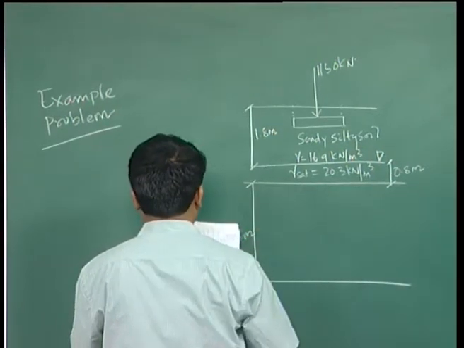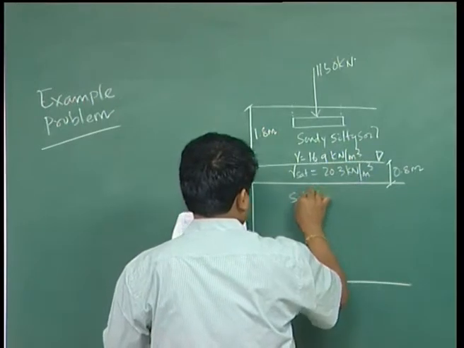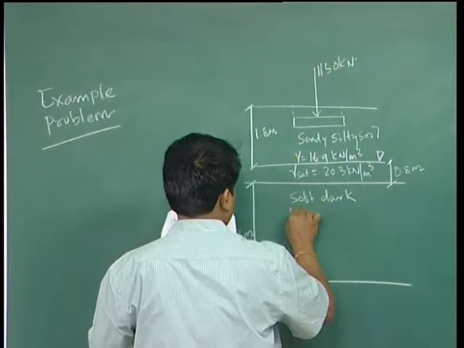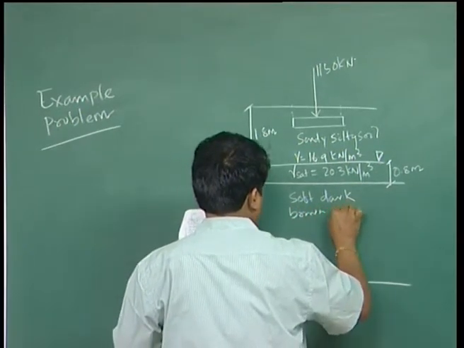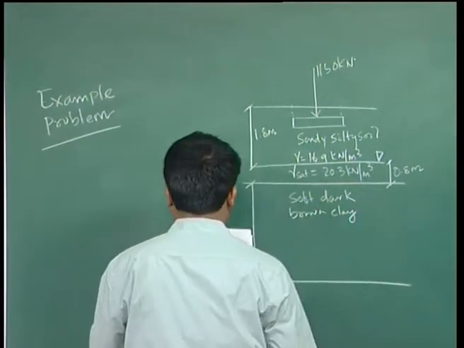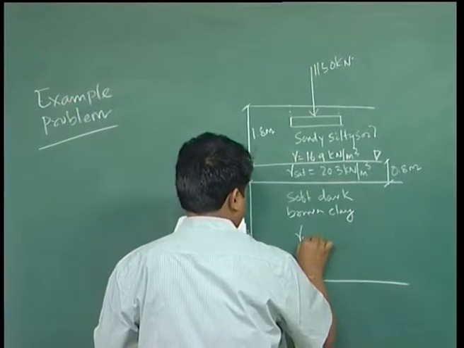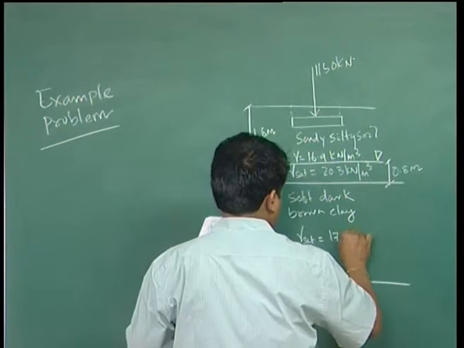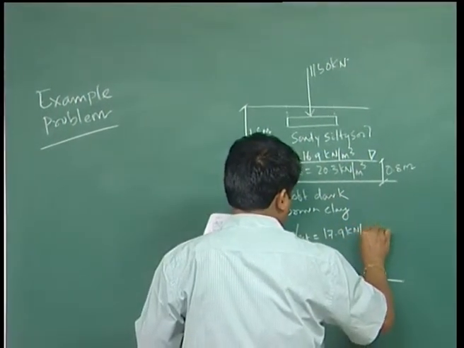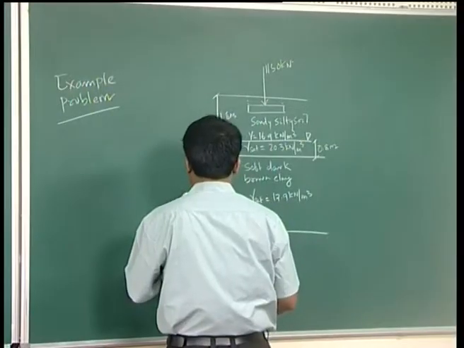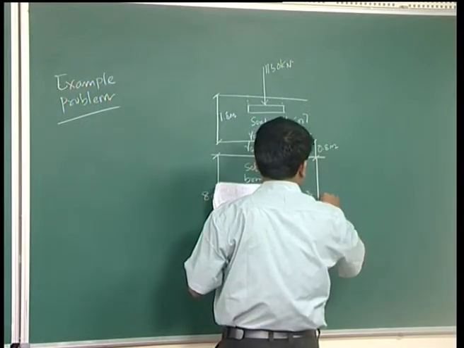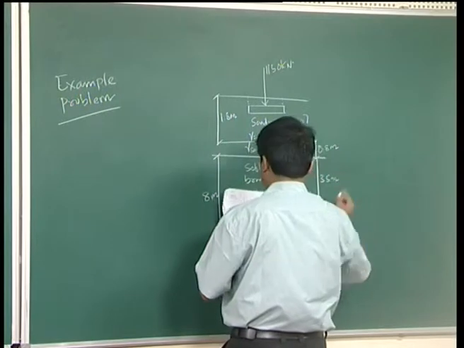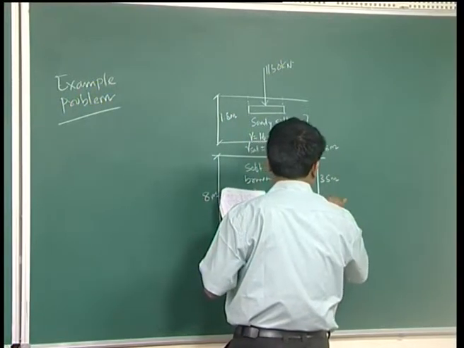This is 8 meter, soft dark brown clay, gamma saturated is equal to 17.9 kilonewton per meter cube, and at a depth 3.5 meter the soil has been collected.